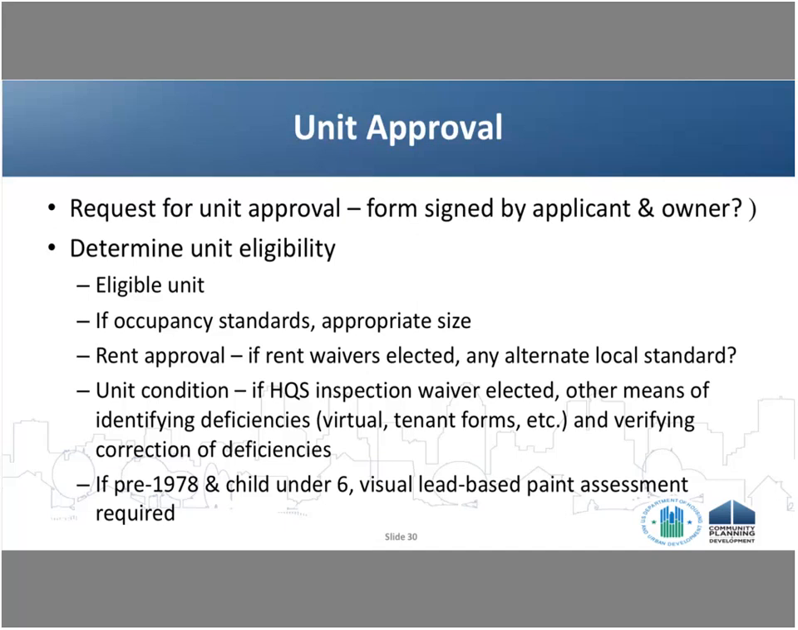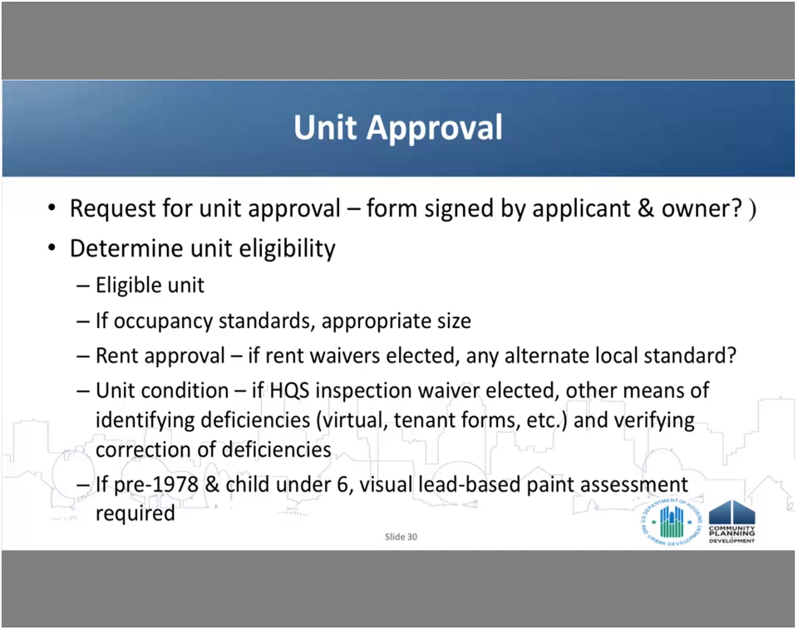Next step then would be unit approval. With the unit, we're talking about either the current unit that an applicant is occupying, or a new unit that an applicant has located, depending upon how you've designed the priorities in your program. Most PJs have a form that I'll call for this presentation a request for unit approval, signed by the applicant and property owner, specifying the unit and the proposed rent.